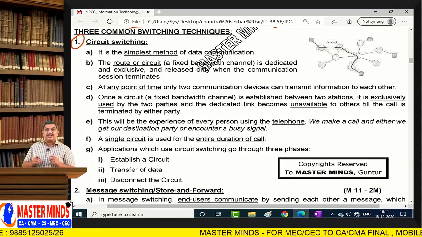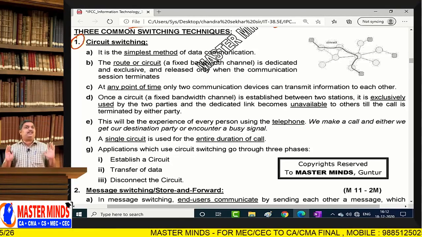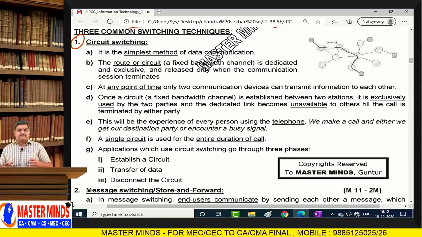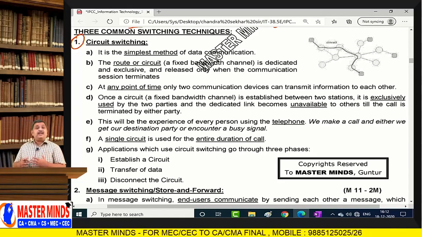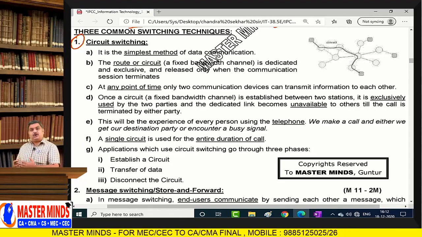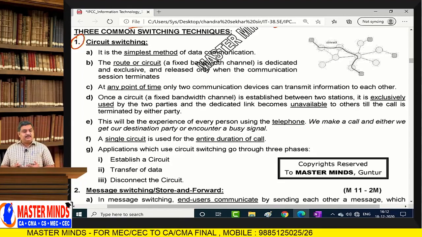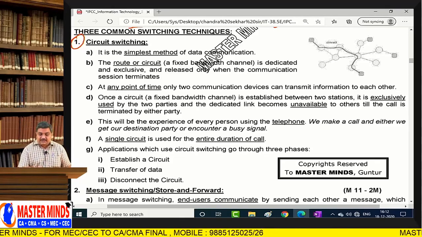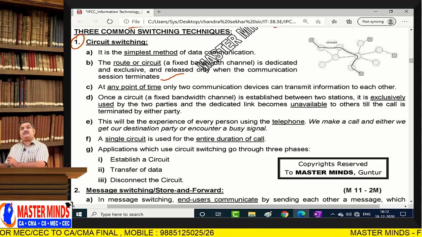Now, what do you mean by circuit switching? Circuit switching is the simplest method of data communication. Circuit switching happens as if we make a phone call, a landline phone call. That is circuit switching. Okay. So, in circuit switching, what happens? The route or circuit is dedicated and exclusive and released only when the communication session terminates.